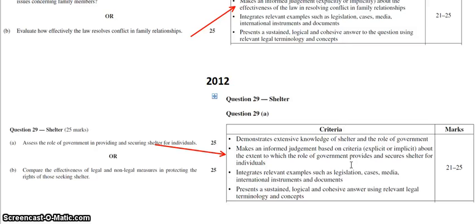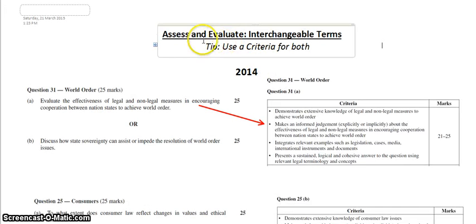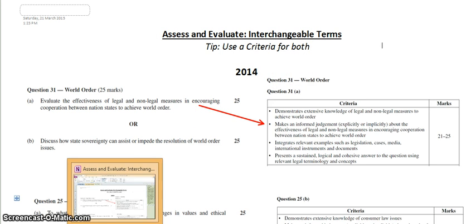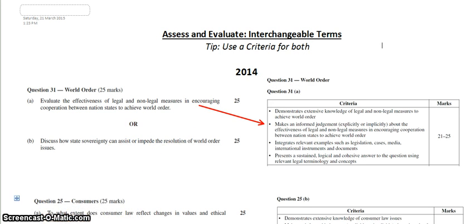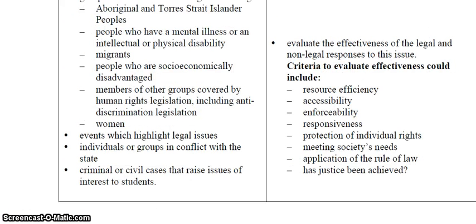The simplest and easiest way of figuring this out, and for you to work through it as a student, is to use them interchangeably. Assess and evaluate, same thing. Okay, and the tip for that, therefore, is use a criteria for both. Use a criteria for both. Okay, but what criteria should you use? That's the most obvious and pressing question. The answer to that can be found actually by looking at the Legal Studies Year 11 course.